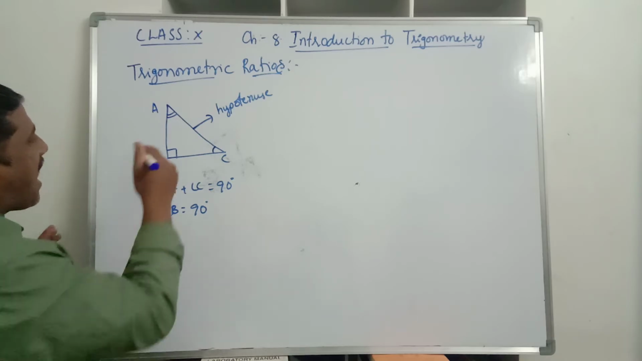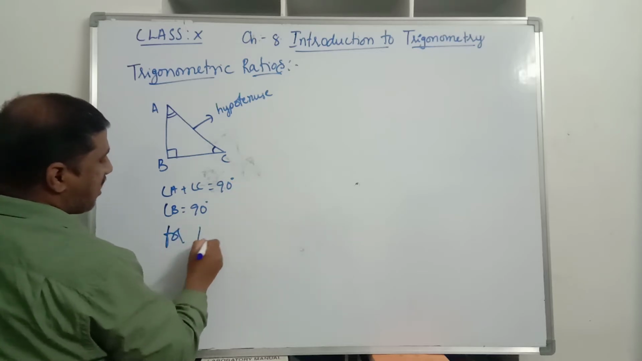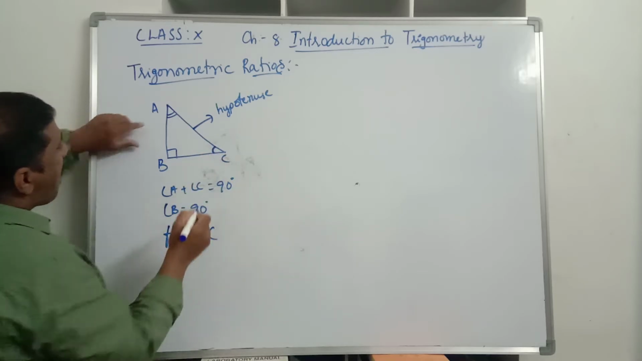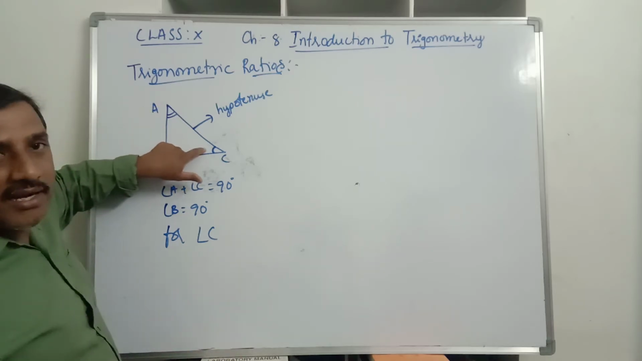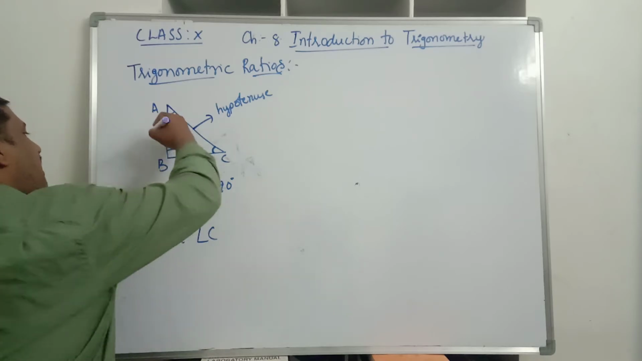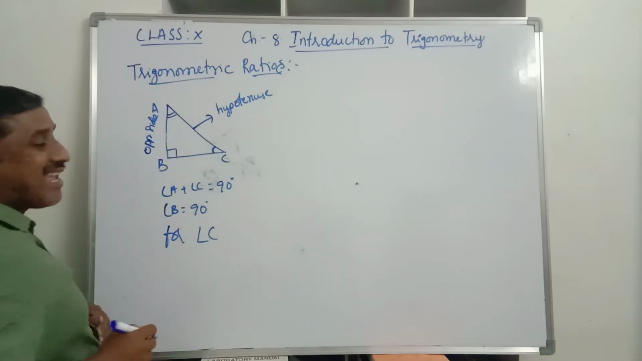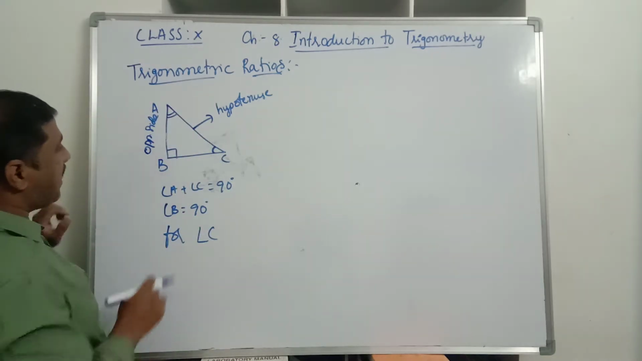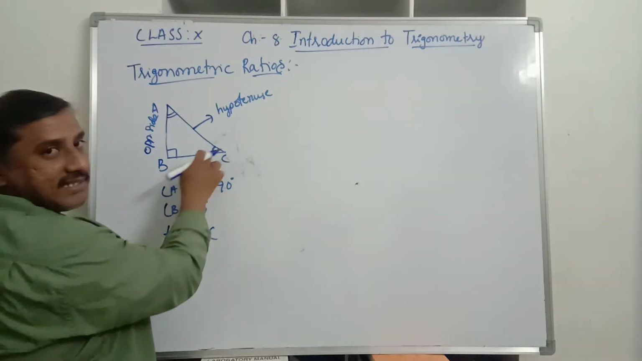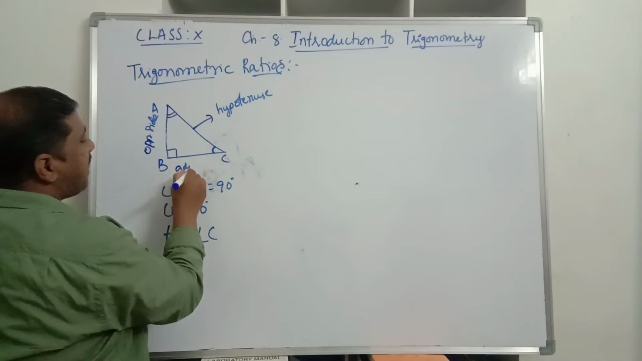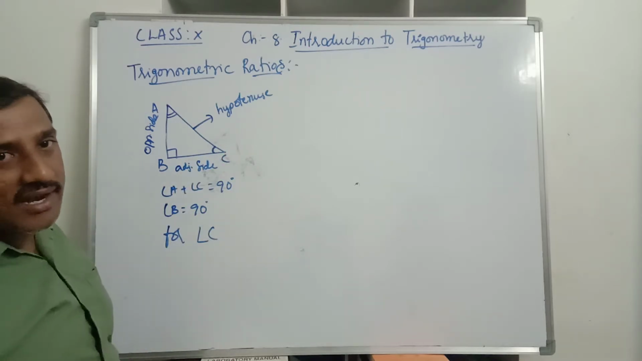Now consider angle C. How is the side AB located for angle C? It is opposite. Therefore, AB is known as the opposite side of angle C. And what about BC? BC is adjacent. So BC is known as the adjacent side of angle C.